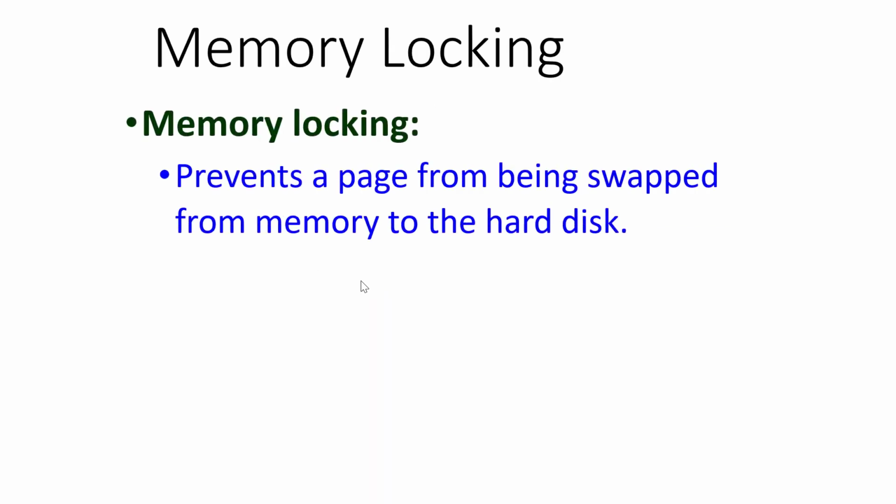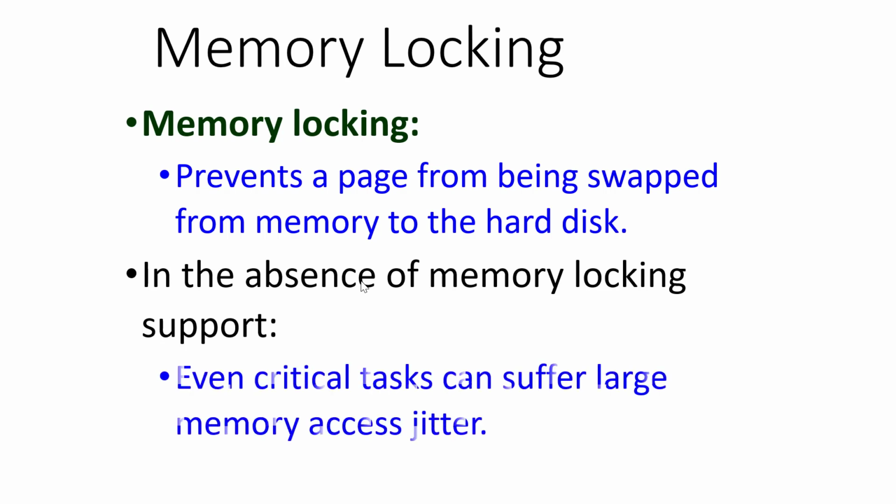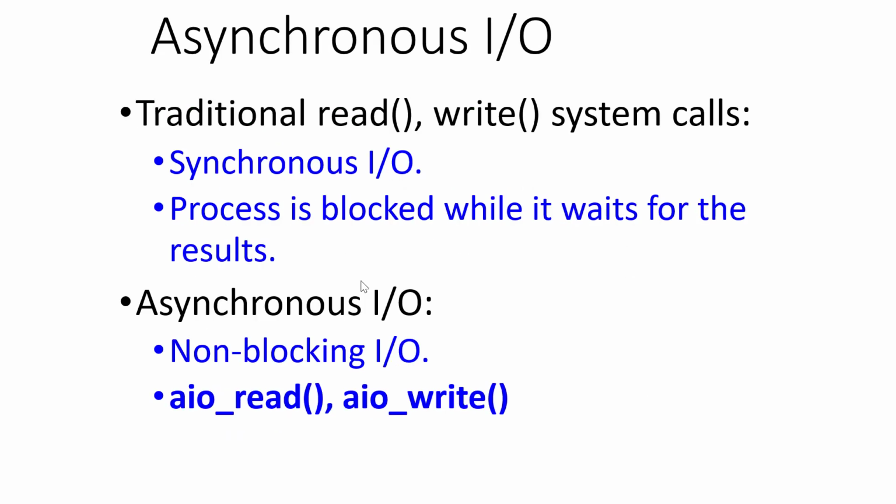Memory locking is the same idea, where we just don't allow some pages to be swapped out into the hard disk. Again, this is fine if we have enough space, but if we don't have enough space, then this has to be done, right? So there is no getting around it. And even very critical tasks can suffer a large amount of memory access jitter because of this.